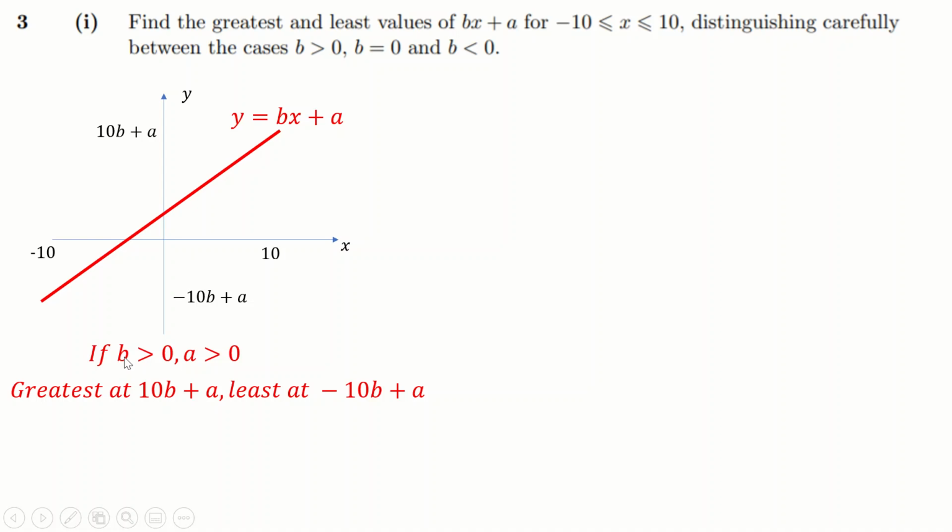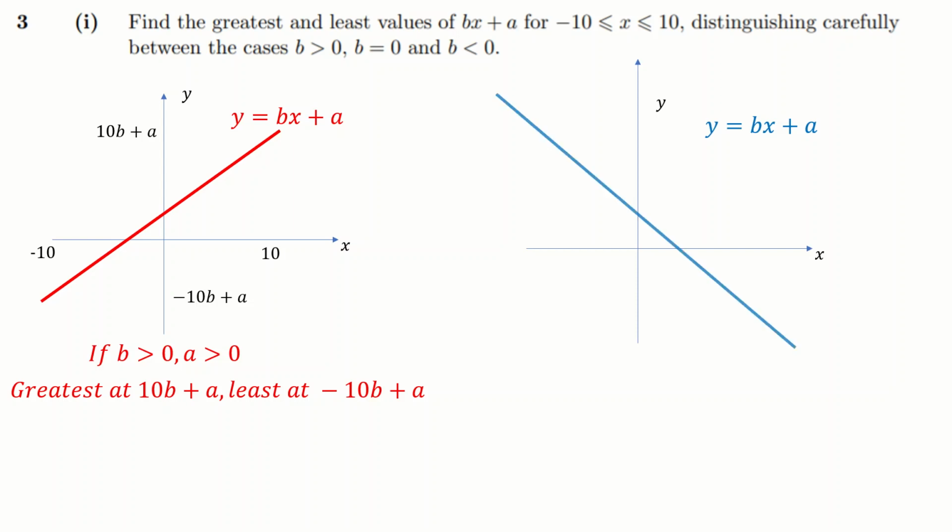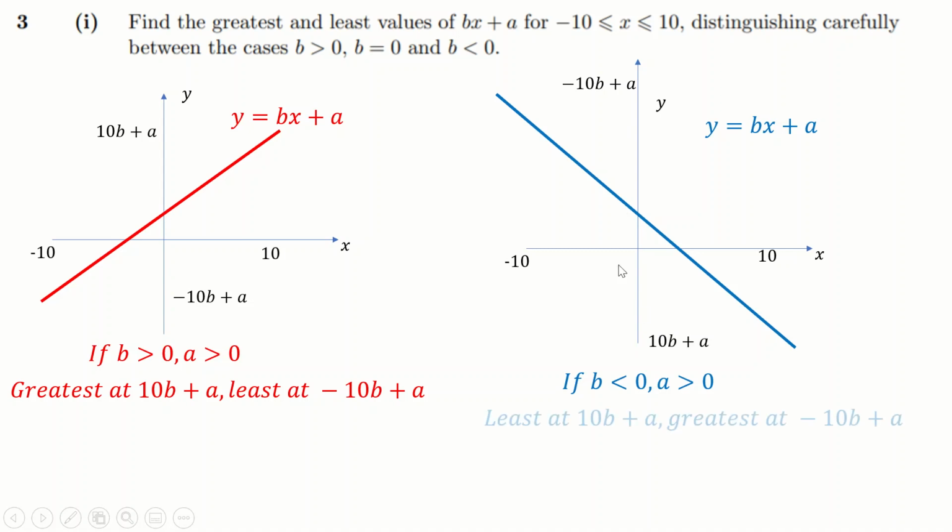Now, what if you're in a different case? Well, let's draw a different graph for that. This time, if we consider b to be negative, the graph will look a bit more like this. And of course, a is still positive here. But b is negative, so we've got a negative gradient this time. Again, between minus 10 and 10, this graph is biggest at minus 10, like it's clearly getting bigger this way. So it's biggest at minus 10, where you have a value of minus 10b plus a, and it's smallest at 10, when you have a value of 10b plus a. So this graph has a greatest value of minus 10b plus a, and its least value at 10b plus a.